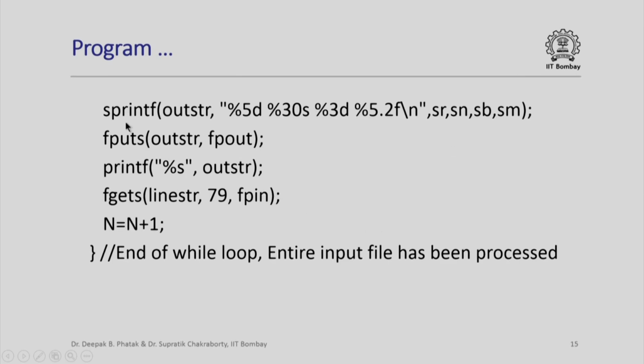Now, I collect these values and put them into an out string using sprintf. Observe that I am collecting sr, sn, sb and sm, and I am using the format %5d, %30s, %3d and %5.2f. I will get a complete line constructed which I output to fpOut using fputs. I just print this string for my own benefit. Before going to the next iteration, I get the next string from fpIn, increment n, and that is the end of the while loop.